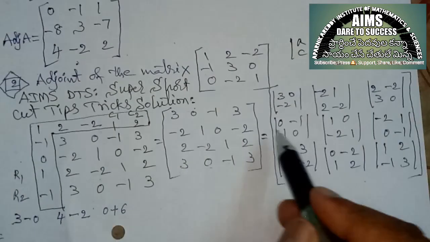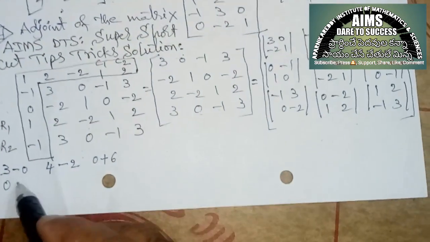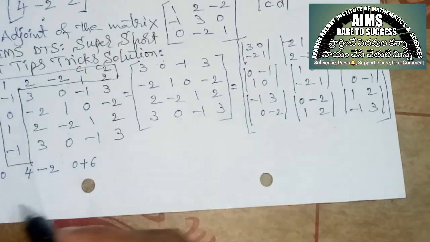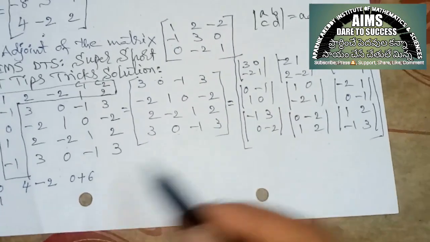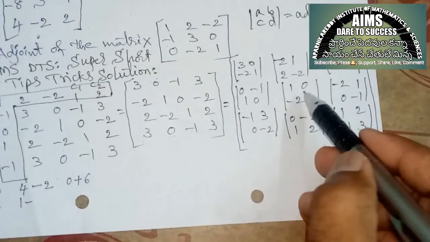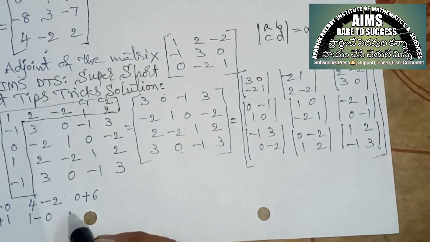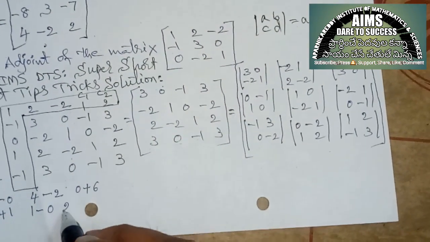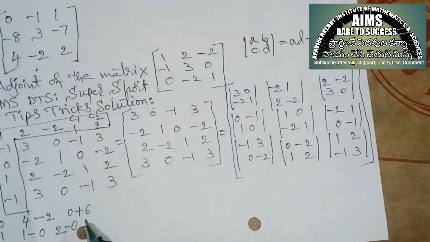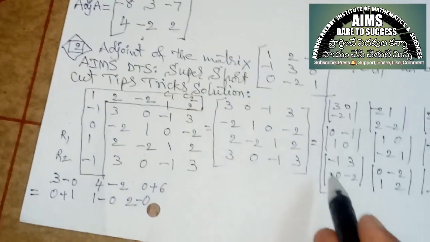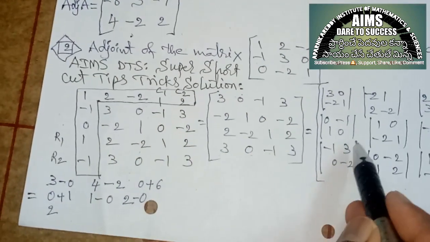Coming to second row, 0 into 0, 0. After that minus 1 into minus 1, minus 1, minus of minus plus 1. After that 1 ones are 1, minus 0 into minus 2, 0. After that minus 2 into minus 1 is plus 2, minus of minus plus 2, minus 1 zeros 0. At the last minus 1 into minus 2 plus 2, minus of minus plus.